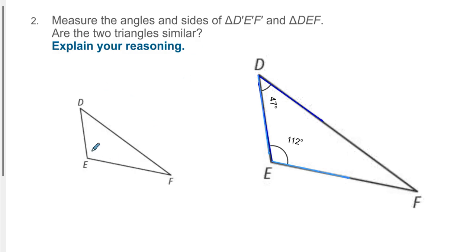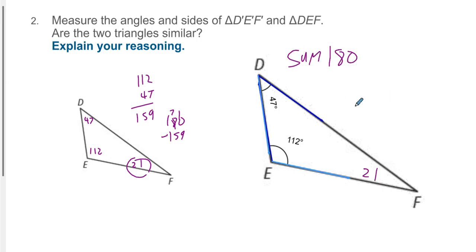If this angle is 112 and this one is 47, and I go 112 plus 47, this would be a 9, a 5, and a 1. 180 minus 159, I'm going to have a 21 degree angle here. The only other possibility for this angle would have to be 21 because all triangles sum to 180 degrees. So if I only have two angles that are the same, I can assure that the third one will be the same. And I don't need to measure anything.